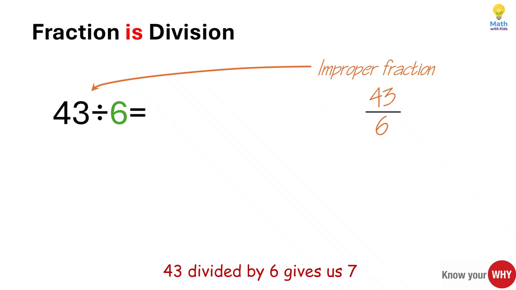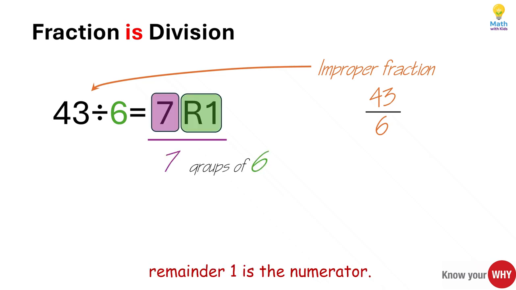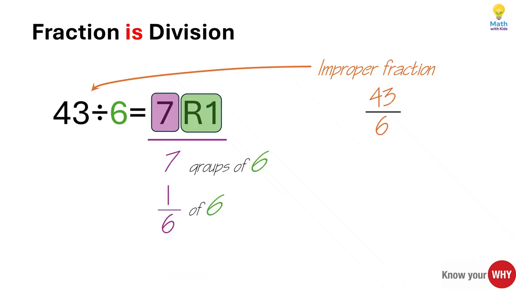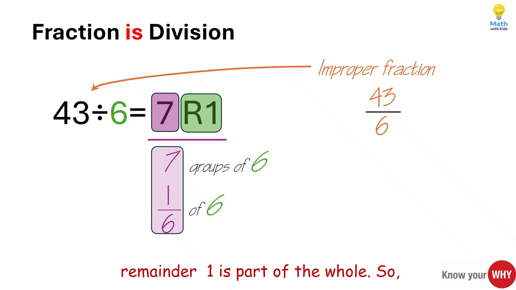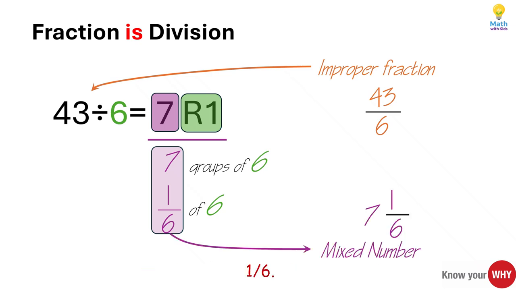43 divided by 6 gives us 7 with a remainder of 1. Here, 7 is the whole number, and the remainder 1 is the numerator. 1 is a fraction 1/6, as the remainder 1 is part of the whole. So, the final mixed number is 7 1/6.